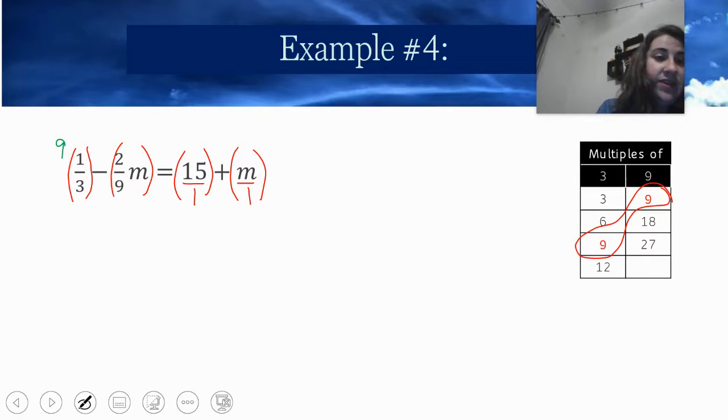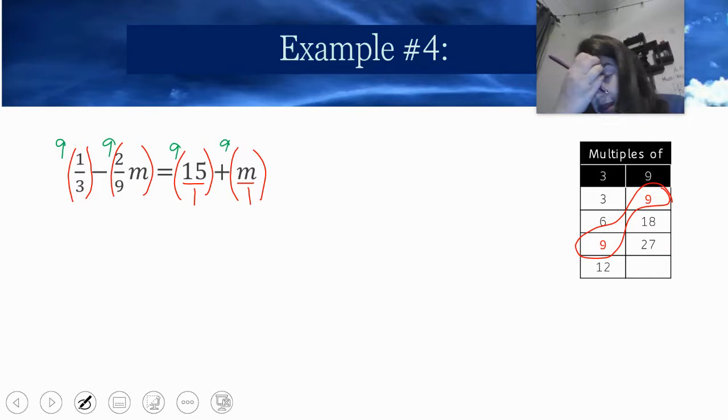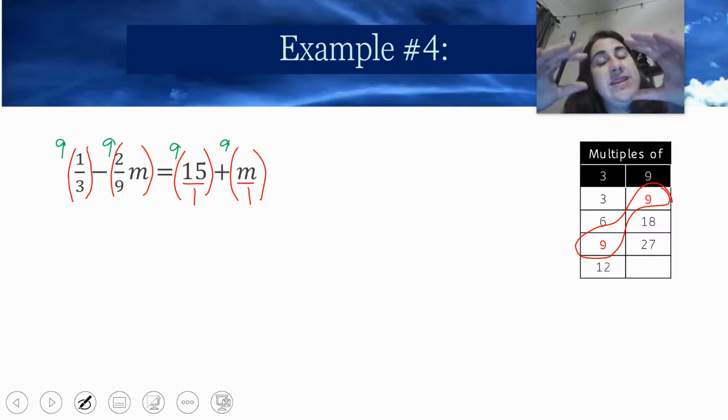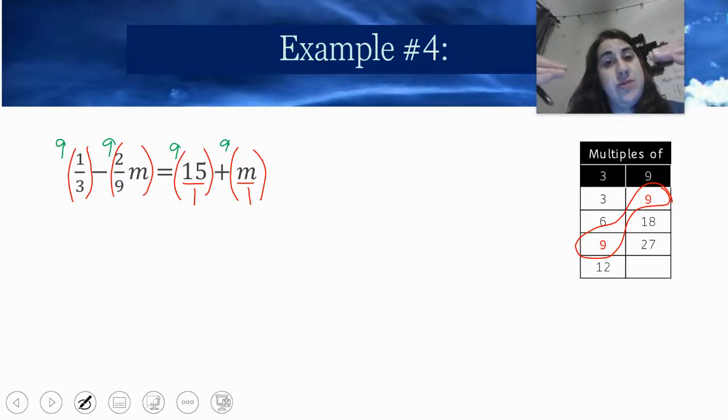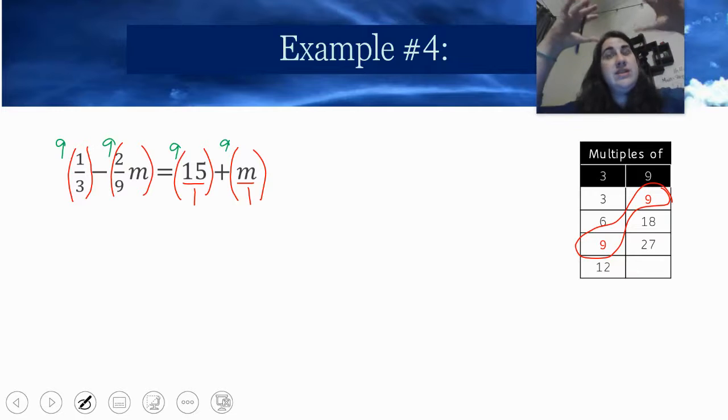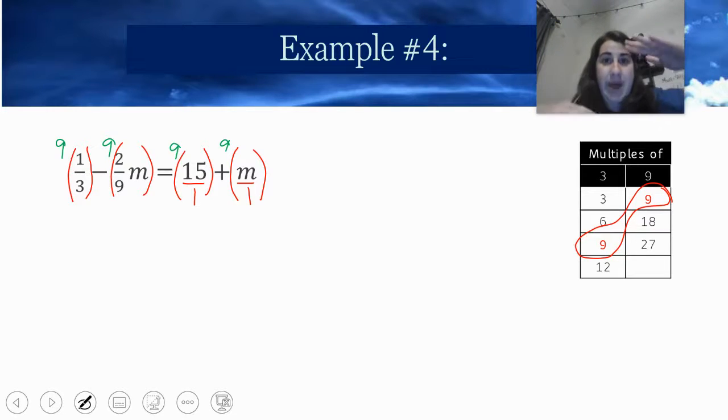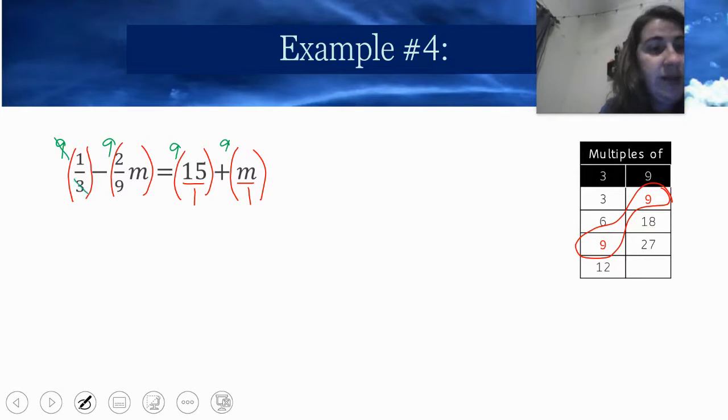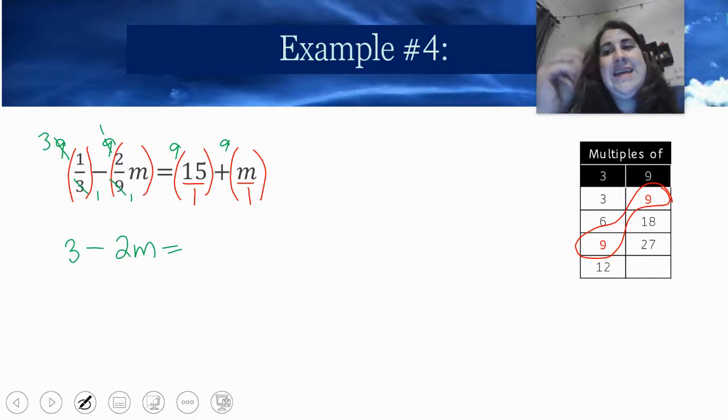So I have to multiply all of these by 9. I have 4 terms, so I need to multiply it 4 times. You have to create that equivalency, and that's why we're doing it on all of the terms. Because if we're increasing something, we have to increase it all to keep that balance of the equation. So 9 divided by 3 is 3. 3 times 1 is 3. Bring down my minus. 9 divided by 9 is 1. Times 2 is 2m. Okay, 9 divided by 1 is 9.